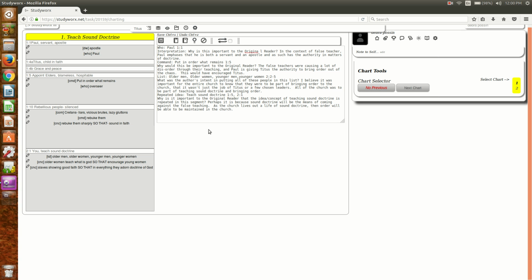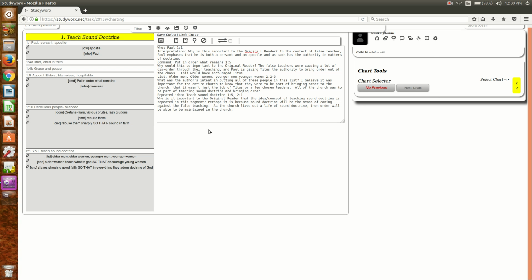Again, remember that interpretation is not what it means to us, but what it means to the original reader or the original audience. Remember, the people that have received this letter. I have another outside observation of a list. There's a lot of lists that show up in the book of Titus. This list was the older men, older women, younger men, and younger women. Chapter 2, verses 2 through 5.